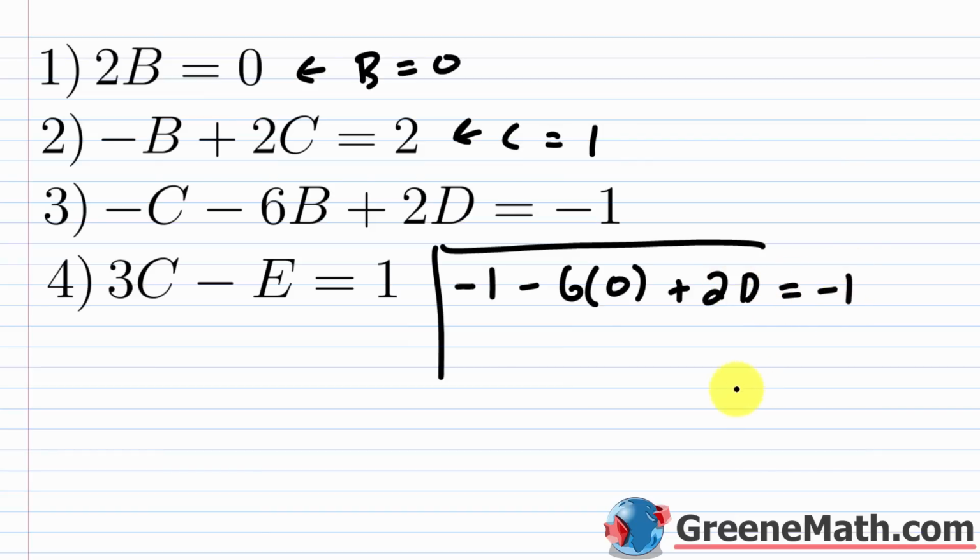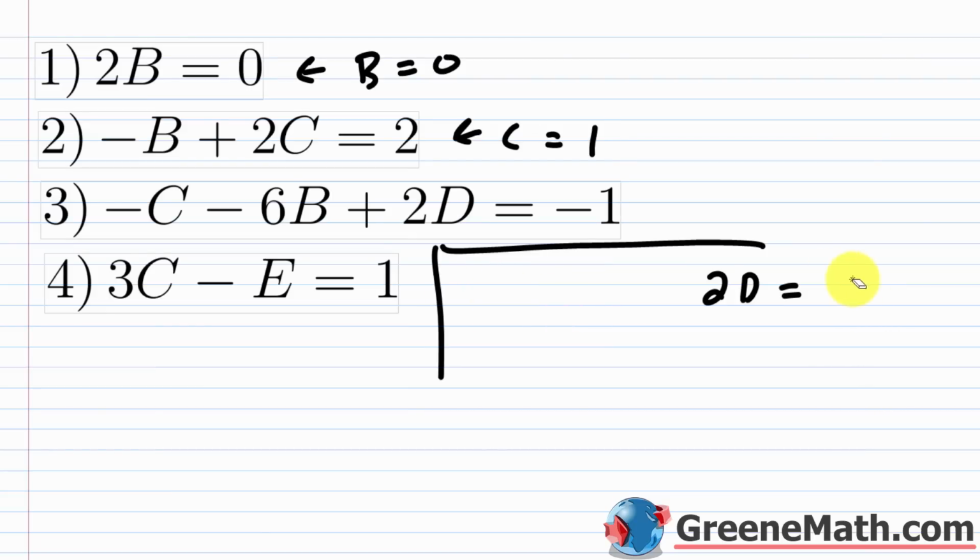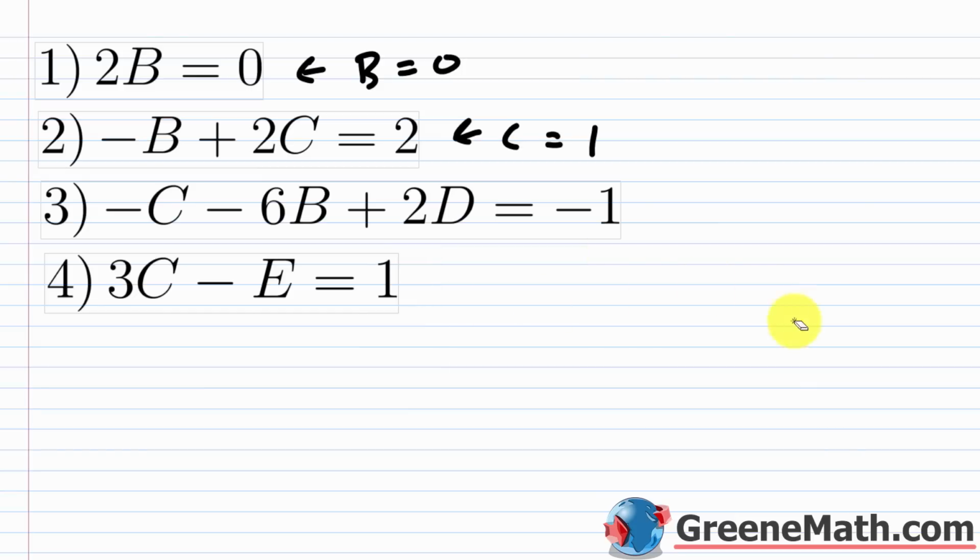This equals negative 1. Well, you basically can get rid of this. So you'd have negative 1 over here, negative 1 over here. Well, you can just get rid of that. You could add 1 to both sides and say this is a 0 over here. Divide both sides by 2. And so now you know that d is equal to 0.